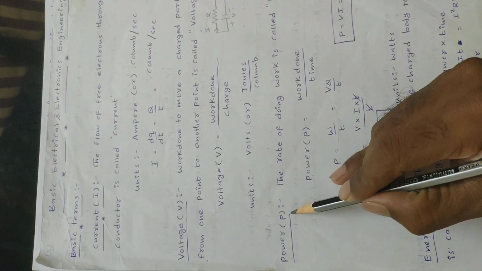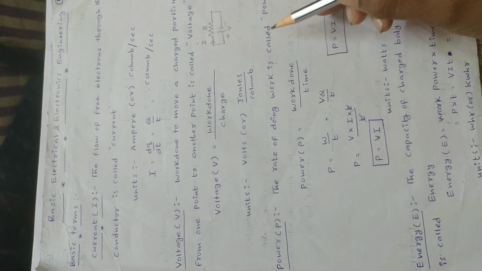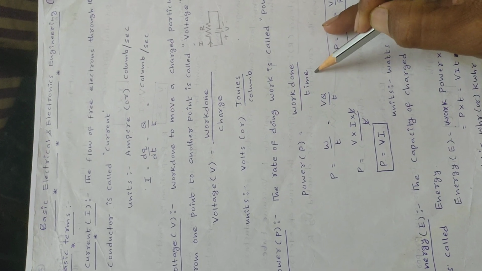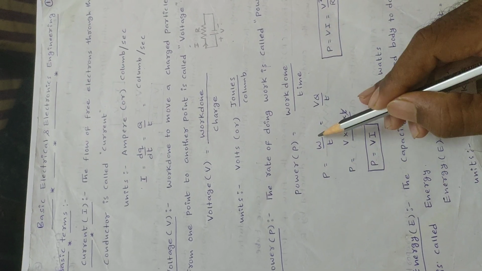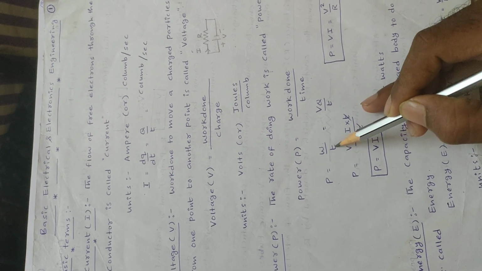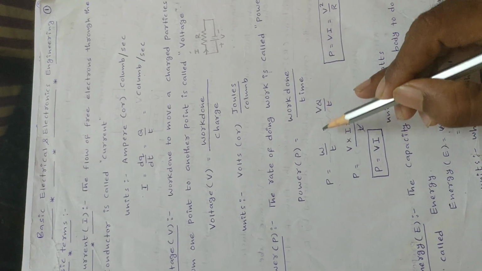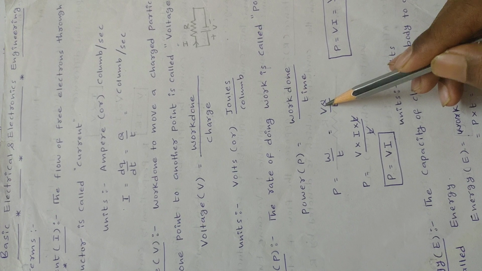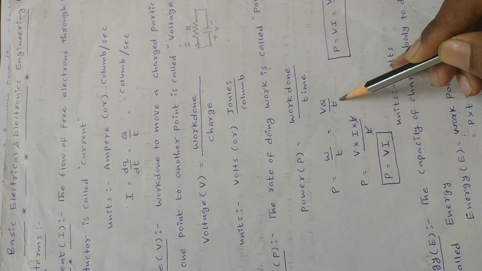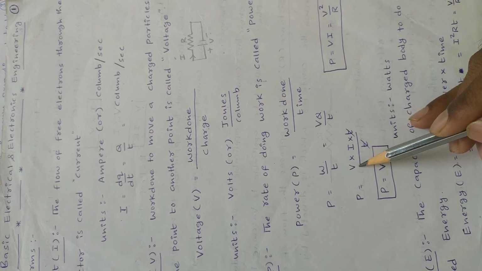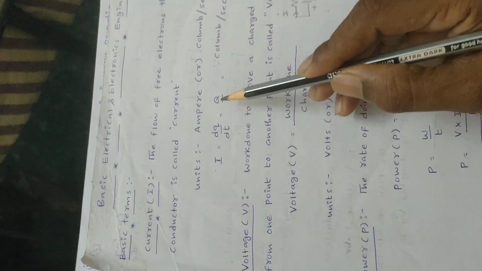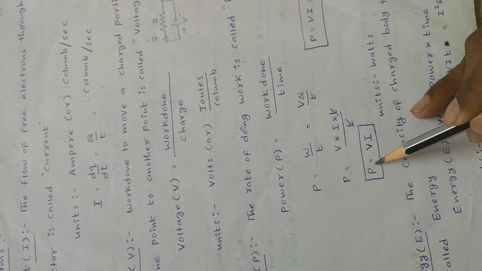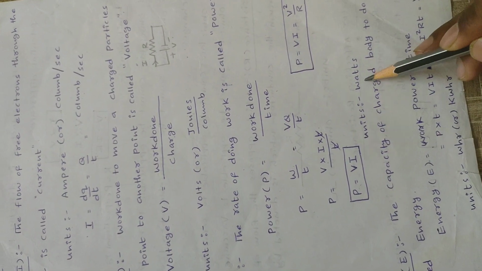Next, power P. The rate of doing work is called power. That means power P is equal to work done divided by time, that is P equals W by T. From the earlier equation, work done is equal to voltage into charge, so W is V into Q, divided by T. Already we know that Q is equal to I into T, so power P is V into I into T by T. Then power P is equal to V into I.